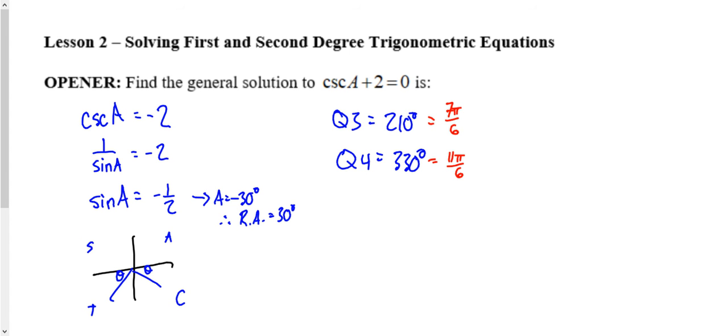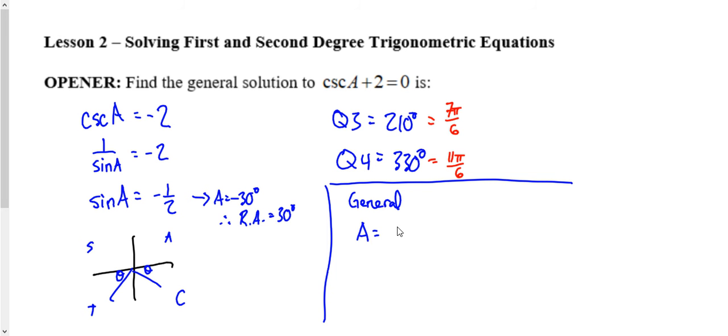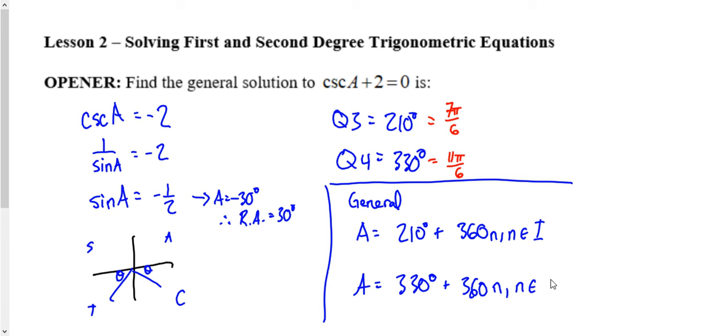We're looking for the general solution, so let's write down our general solution. So in general, the first angle, A, is equal to 210 degrees plus 360n, where n is an element of an integer. The second one we have, A is equal to 330 degrees plus 360n, where n again is an element of an integer.